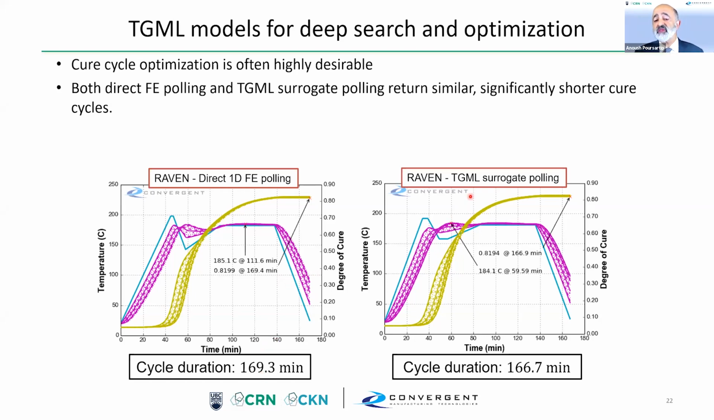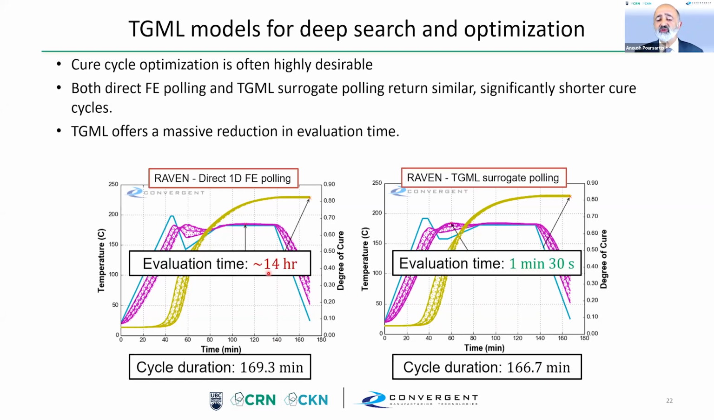If I run it with the theory-guided machine learning surrogate, we get a very similar answer, slightly different cycle. The key point is that the big difference between these two is that it took 14 hours to run the direct FE optimization and just 90 seconds to run the surrogate. Now, the key point is, having done this very fast optimization, we can confirm it by running 1D, 2D, 3D models to confirm that everything is consistent, as it should be.